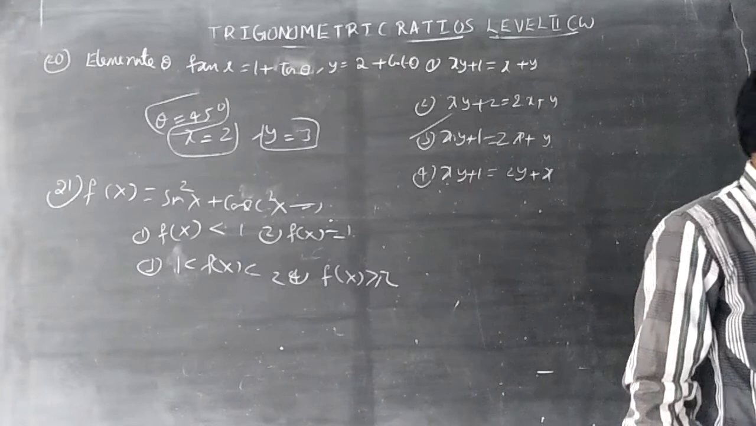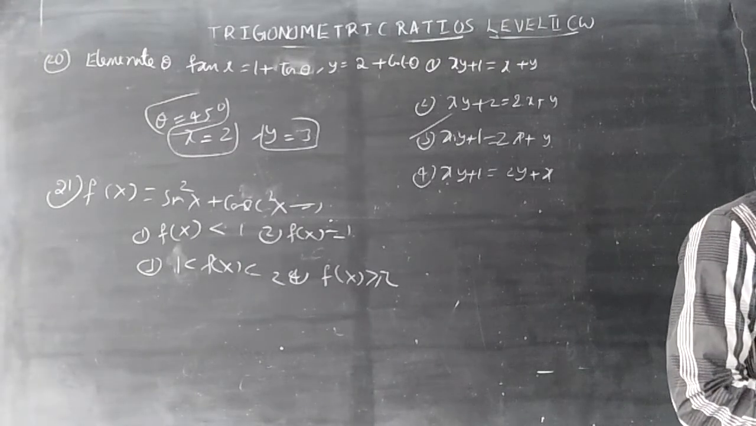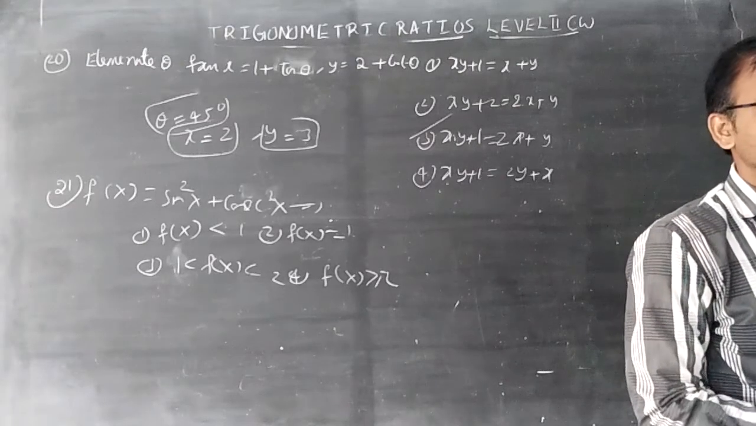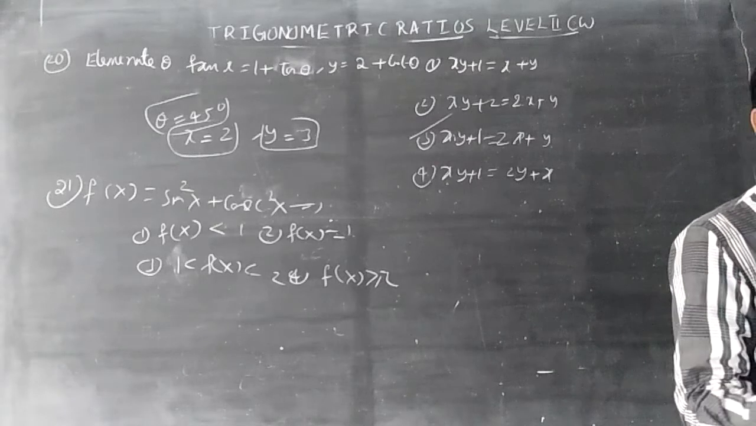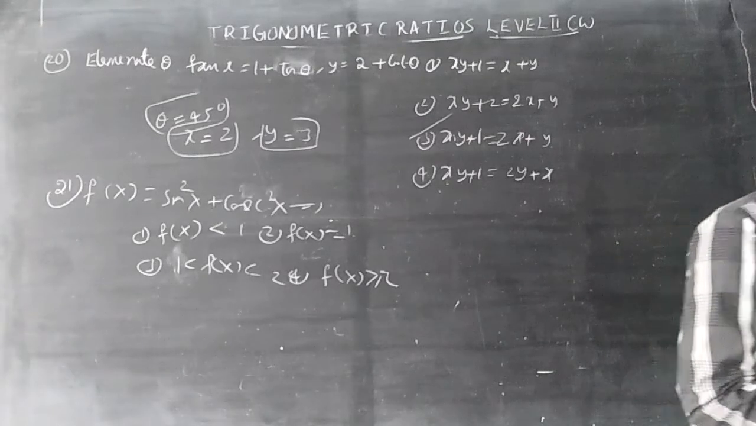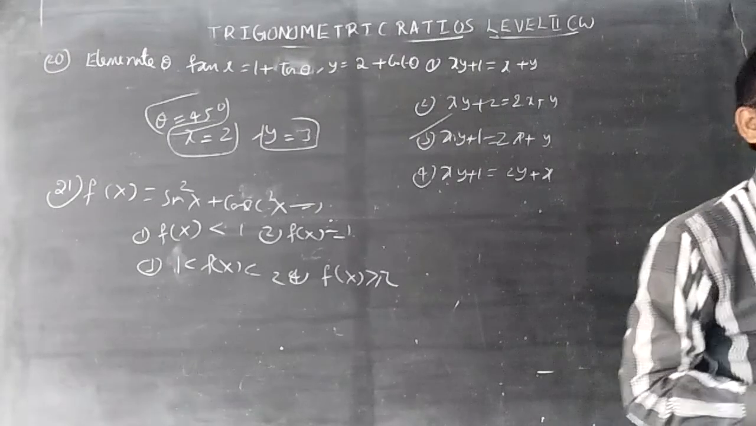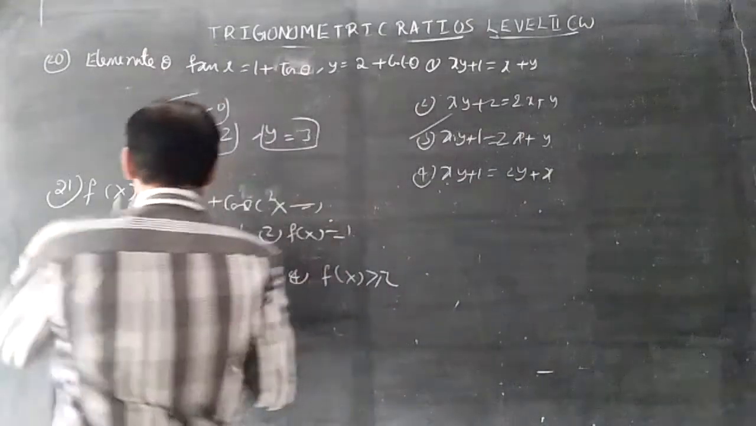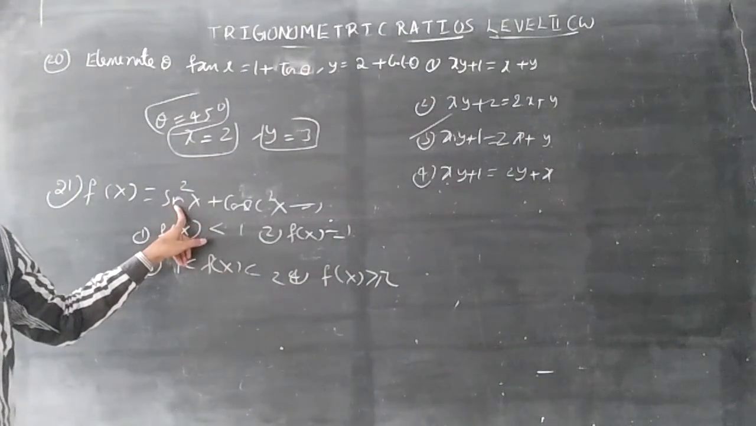Cosec theta means 1 by sin theta. See the domain and range of cosec theta. The range is minus infinity to minus 1, and 1 to infinity. Infinity means a very large value. So you can understand: sin x has minimum value minus 1 and maximum value 1.